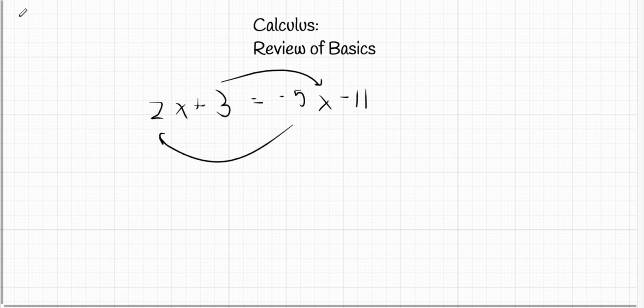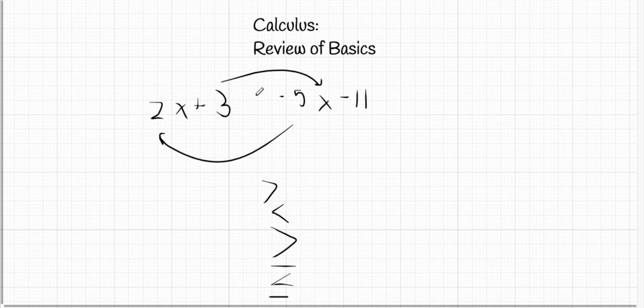Inequalities, on the other hand, replace this equal sign with one of four symbols: greater than, less than, greater than or equal to, or less than or equal to. One of these four replaces it, and it follows the same rules as equations. You can add, subtract, and multiply by any number. You can divide by any other number except 0.